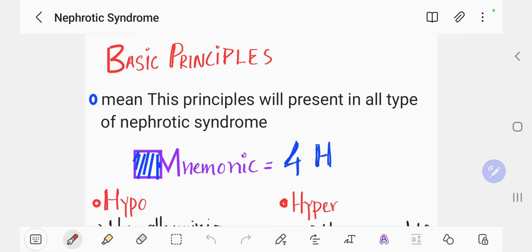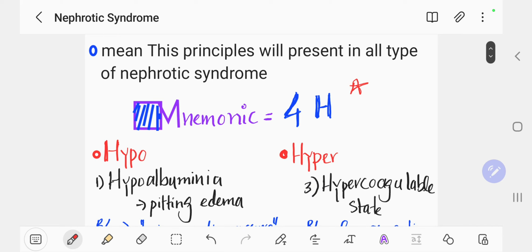Actually, what I mean by basic principles is that these principles will be present in all types of nephrotic syndrome. So this is actually very important. I will give this a star. So okay, I have a mnemonic for this: 4H. We'll divide these 4H into 2 hyper and 2 hypo.